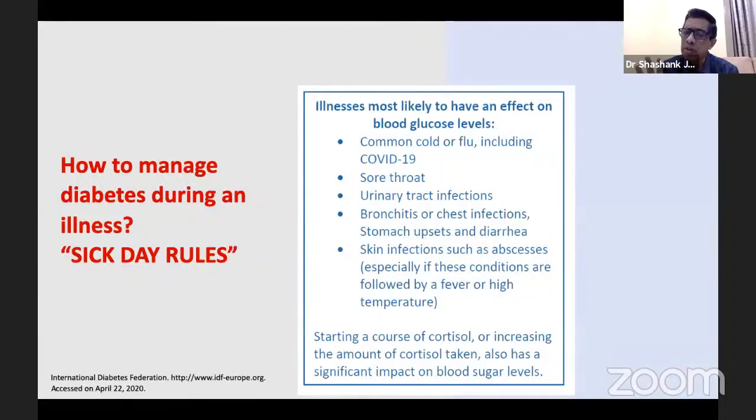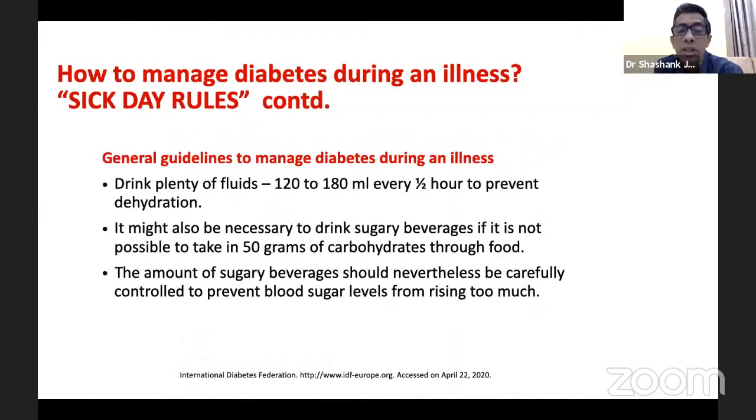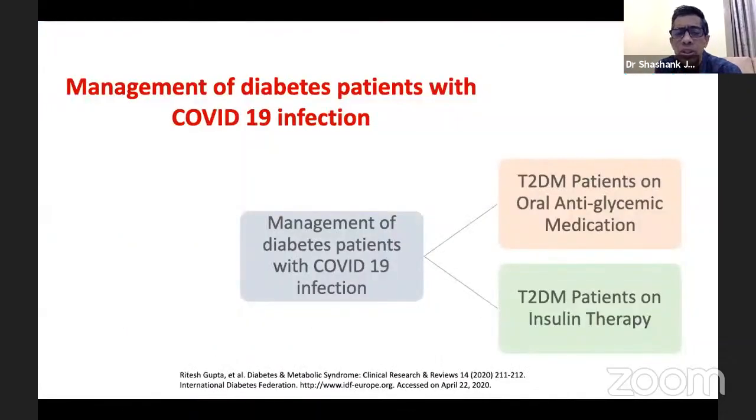We also need all this with common cold and flu, sore throat, UTI, bronchitis, skin infections. COVID is no different because we have excess cortisol. And therefore, we ensure that insulin should never be stopped, drink appropriate fluids, monitor everything appropriately, and follow sick day rules. The COVID diabetes front door guidance in the United Kingdom, which came out from the British Association of Clinical Diabetologists, was very useful. It treats diabetes in an emergency response state, particularly hyperglycemia and diabetic ketoacidosis.